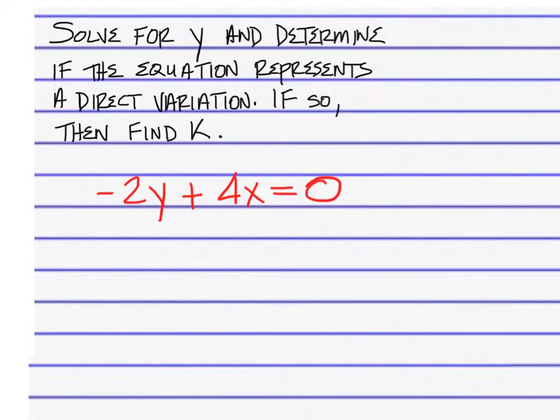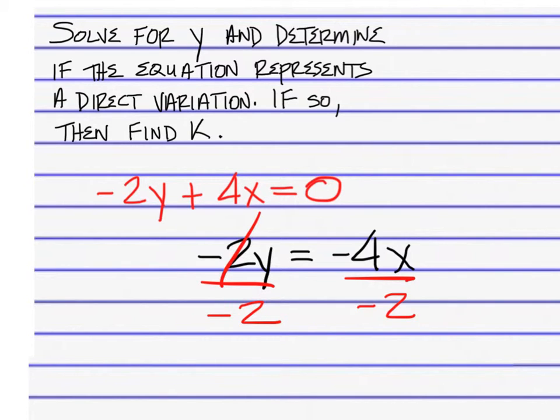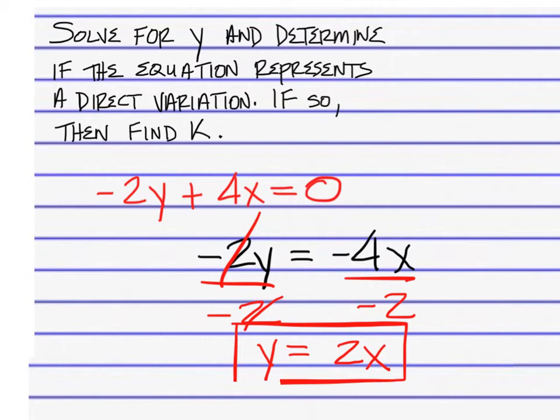Let's get y by itself, so we'll have negative 2y on the left and negative 4x on the right. Divide both sides by negative 2, cancel, and come up with y equals 2x. So this is a direct variation, and k equals 2.